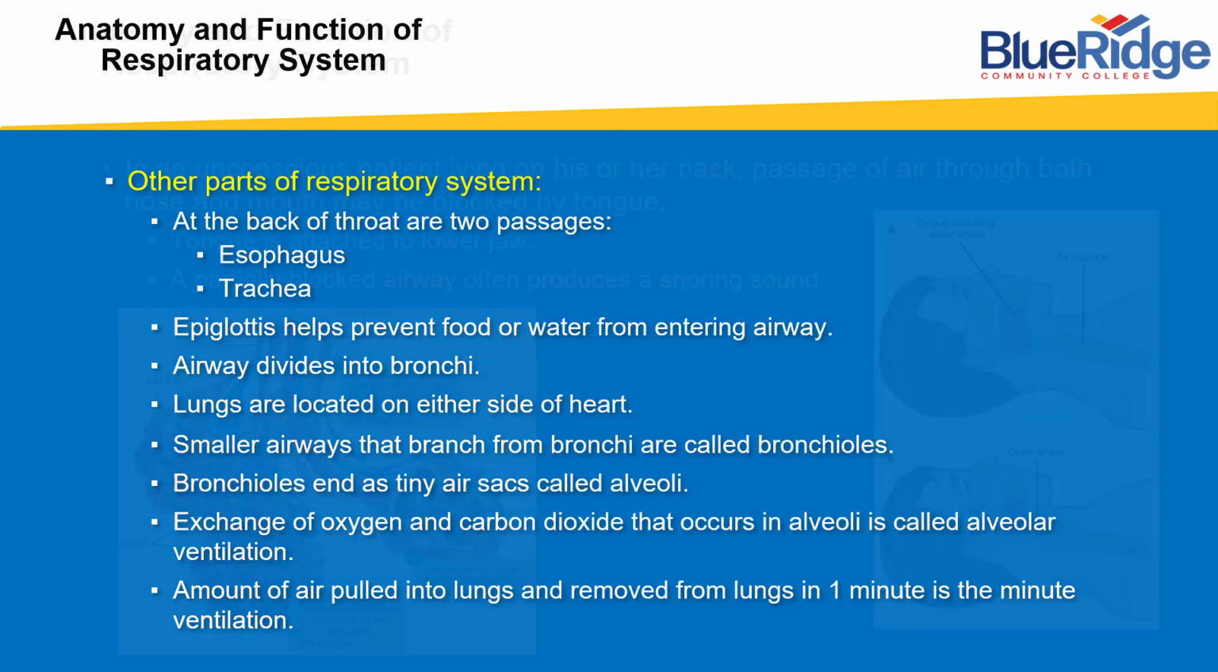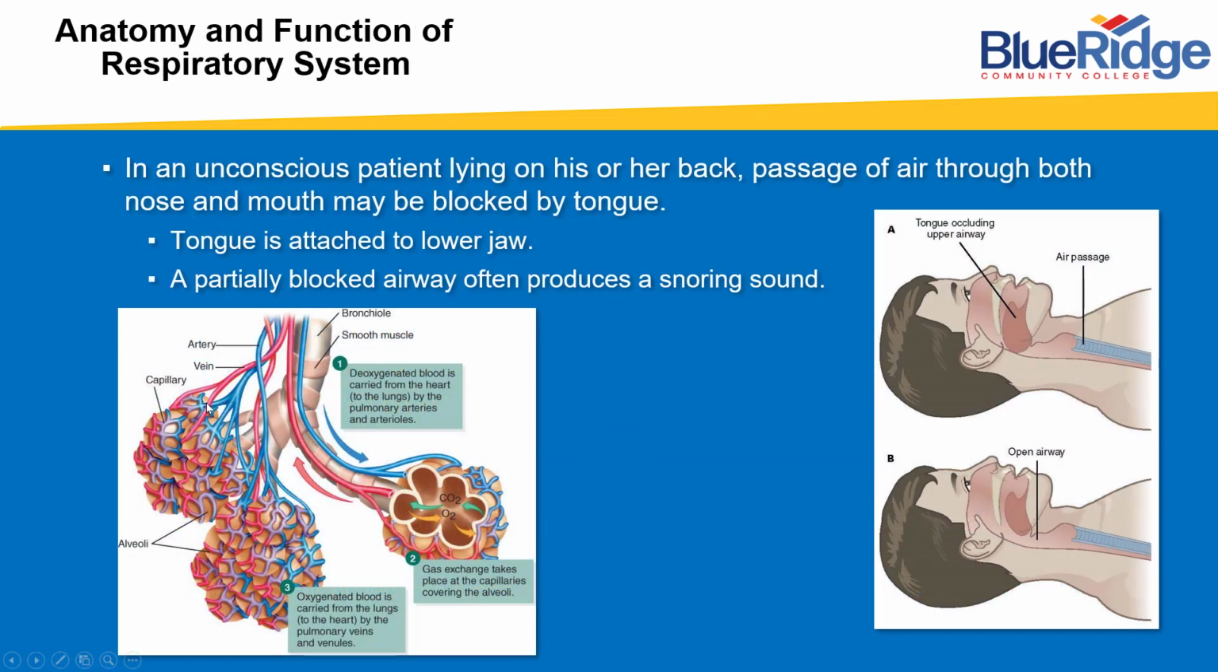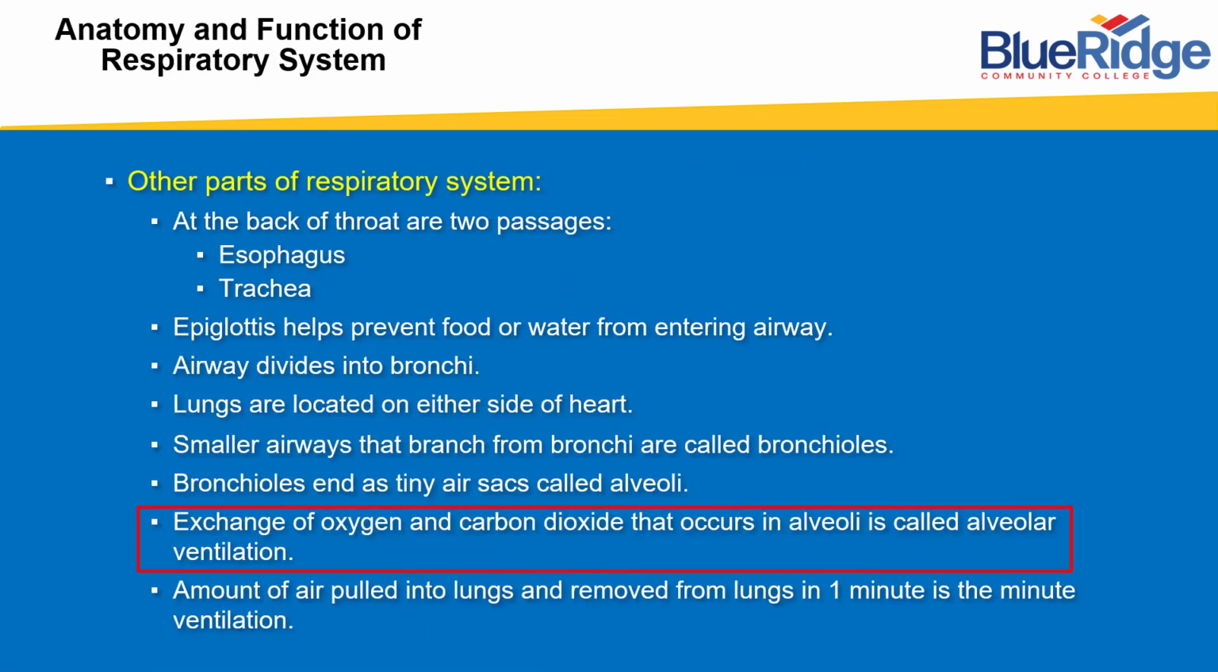And we'll back up here and take a look at this image right here. That thin membrane that covers these alveolar sacs and the capillaries of the vascular system, or the circulatory system, is where that gas exchange happens. An exchange of oxygen and carbon dioxide that occurs in the alveoli is called alveolar ventilation. The amount of air pulled into the lungs and removed from the lungs in 1 minute is called minute ventilation. When a patient is not breathing, artificial ventilation is necessary to supply oxygen to the heart and the rest of the body.